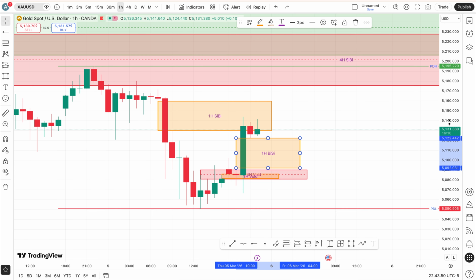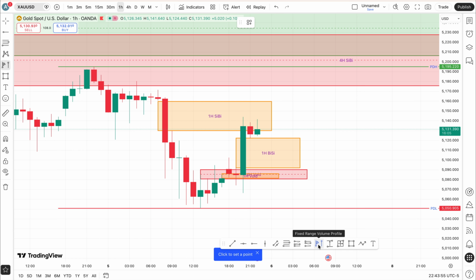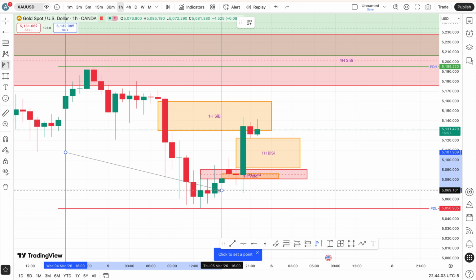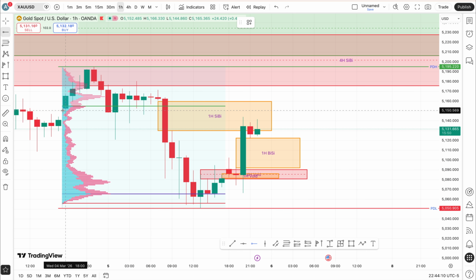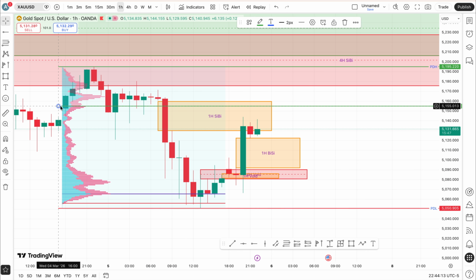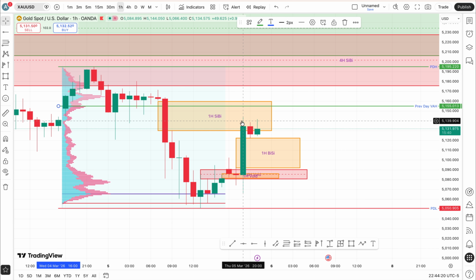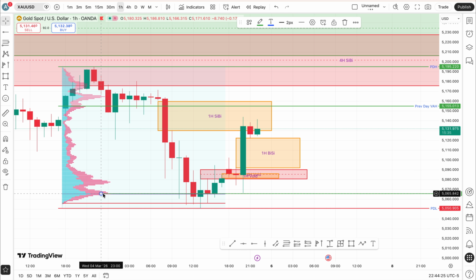We now move on to the previous day's volume profile using a fixed range volume profile. We mark the previous day's volume profile starting at 1800 and we move on until 1600. This is where a trading day ends. We now mark the value area high of the previous day. The point of control.